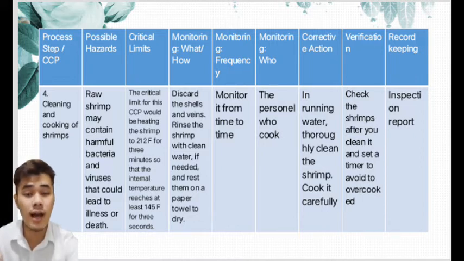Next is our corrective action: in running water, thoroughly clean the shrimp and cook it carefully. Next is our verification: check the shrimps after you clean them and set a timer to avoid overcooking. Next is record keeping: inspection report.